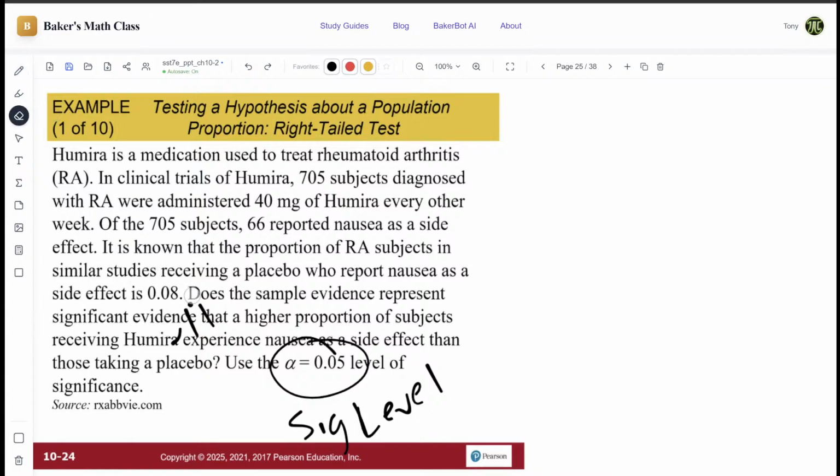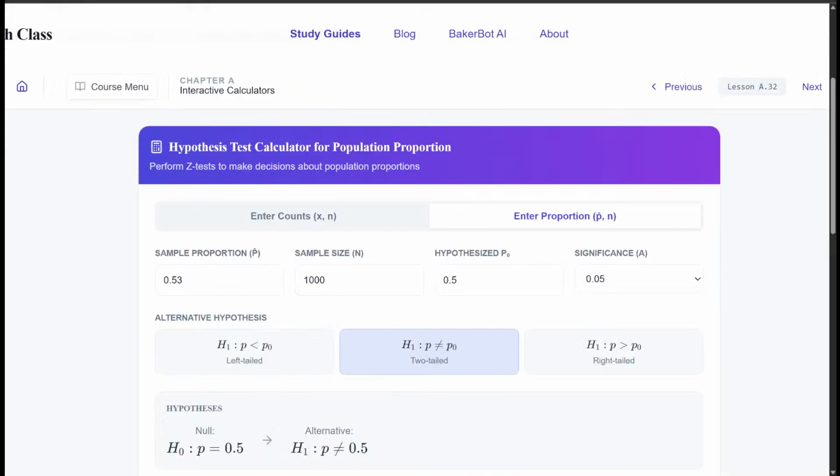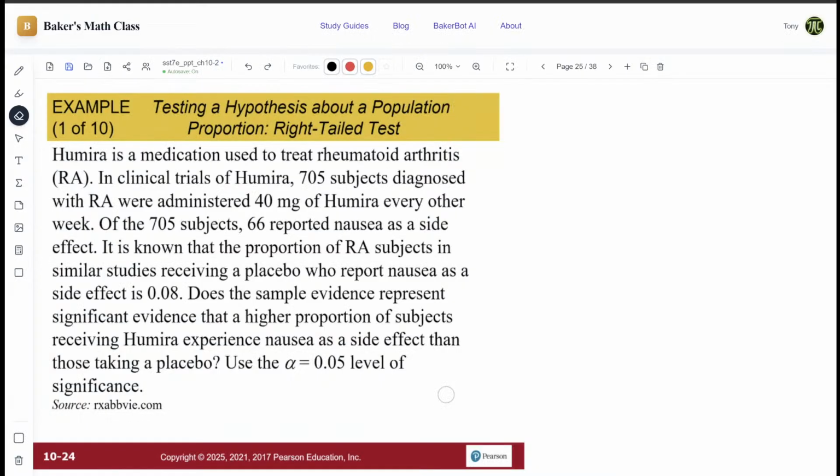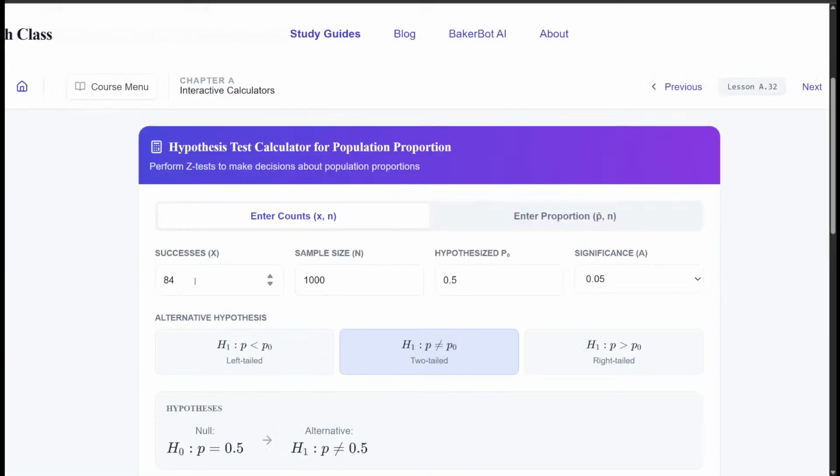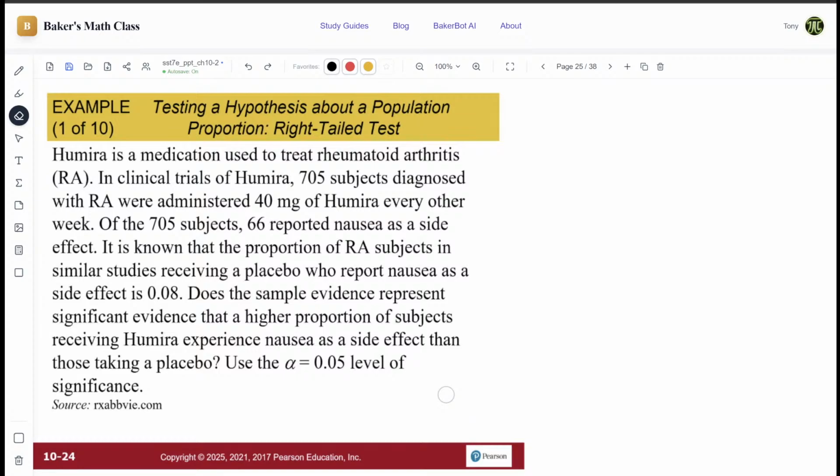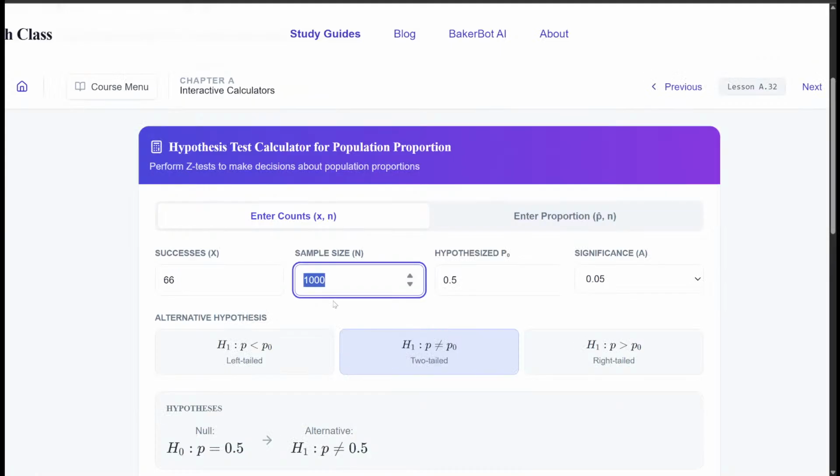So when we're looking at the calculator, I've got those two pieces in it. So in this case, I'm going to use the count. I'm going to put in the x value for it. And they said 66 people, so we'll put 66 there. And the n is 705, so 705 there. My hypothesized proportion is 0.08.